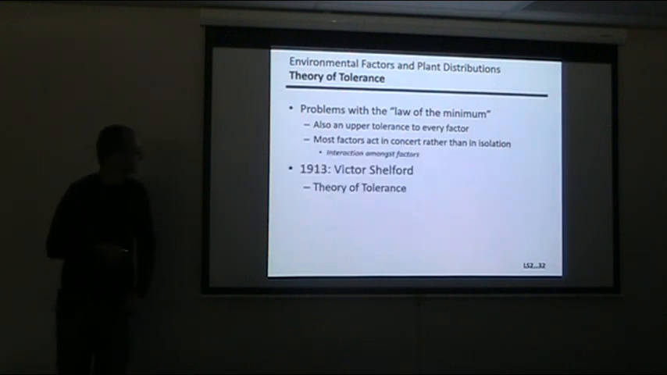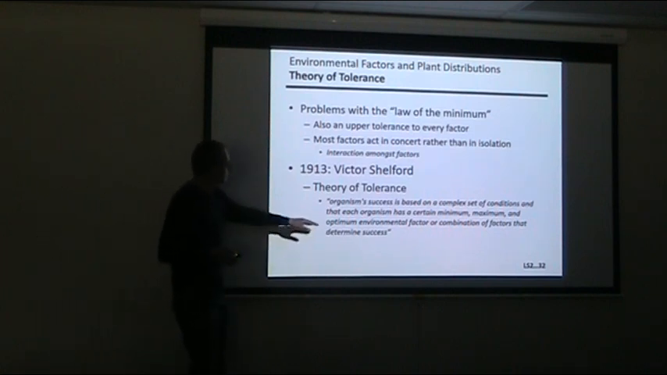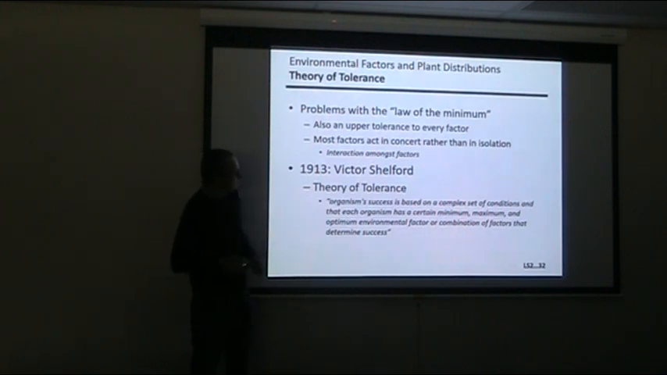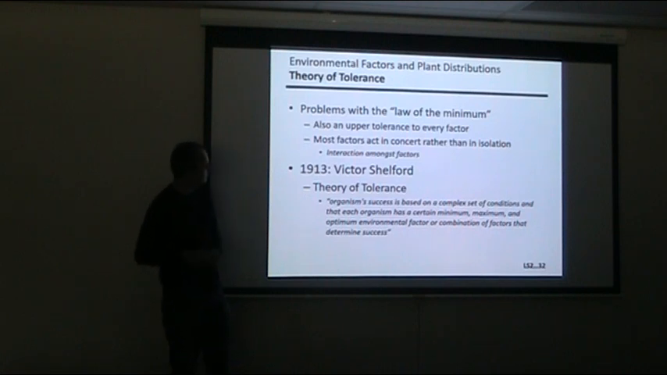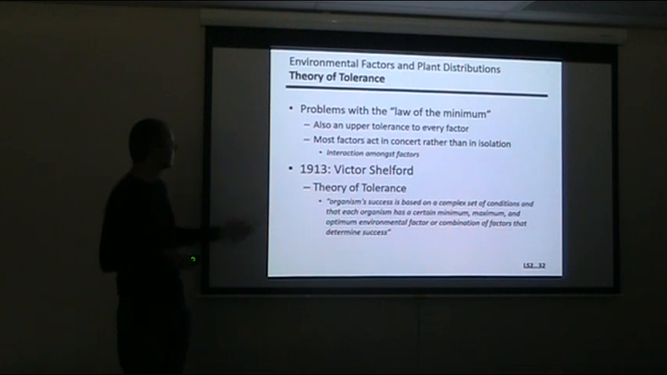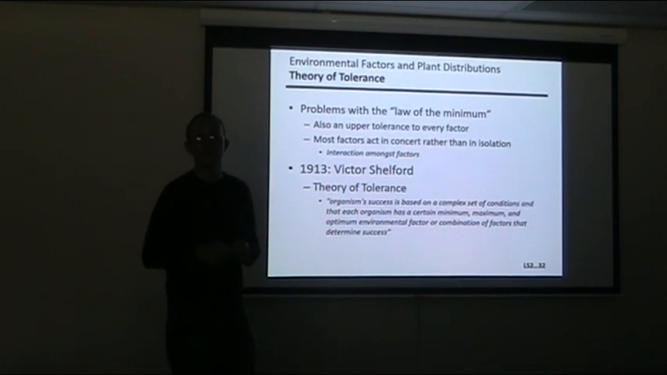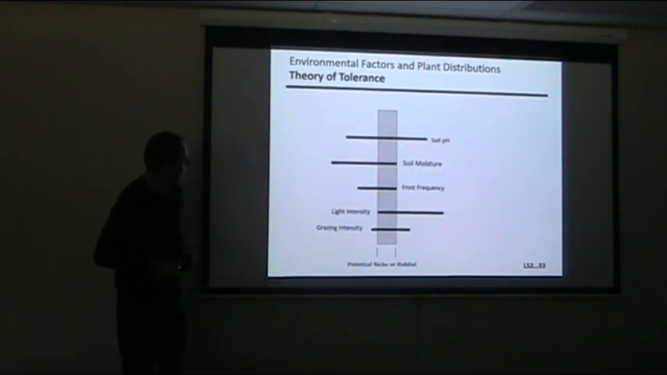So Shelford came up with this theory of tolerance, which is that the organism's success is based on a complex set of conditions, and that each organism has a certain minimum, maximum, and optimum environmental factor or combination of factors that determines its success. It seems a bit obvious now, but in 1913 that was quite an idea to pitch.